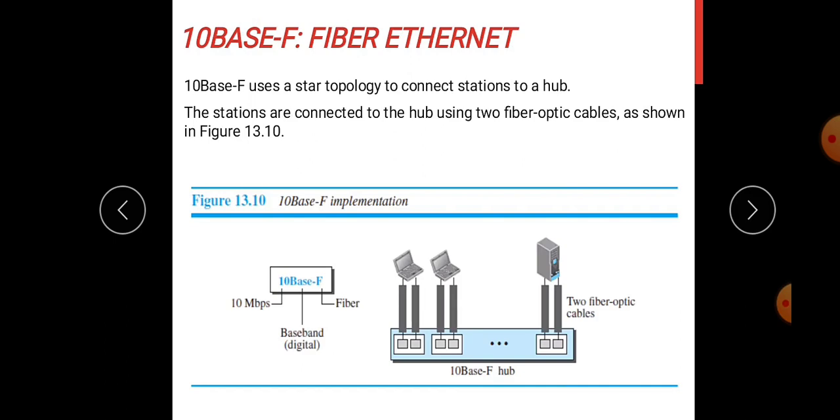The next one is 10BaseF, or fiber Ethernet. There are different types of optical fibers for 10 Mbps Ethernet, and the most common one is called 10BaseF. It always uses a star topology to connect stations to the hub. So stations are connected to the hub using two fiber optic cables as shown in the figure. So it is 10BaseF, 10 Mbps, baseband transmission. F stands for fiber.